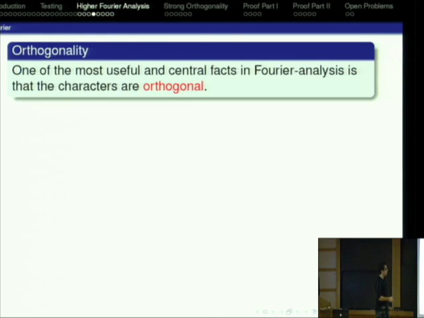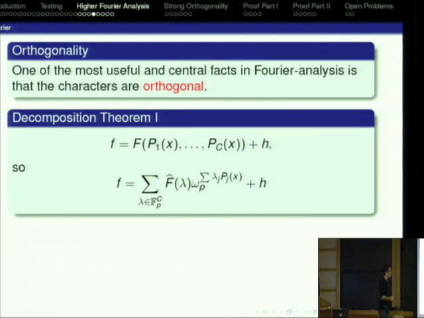Now, one of the most useful and central facts about characters in Fourier analysis is that they are orthogonal. So we need to require some kind of orthogonality if we want to use these higher degree polynomials instead of characters. So remember this decomposition theorem that we had. We decomposed f to this part, and so we can write it in this form. So let's see what is the orthogonality condition between h and this part, this structured part.